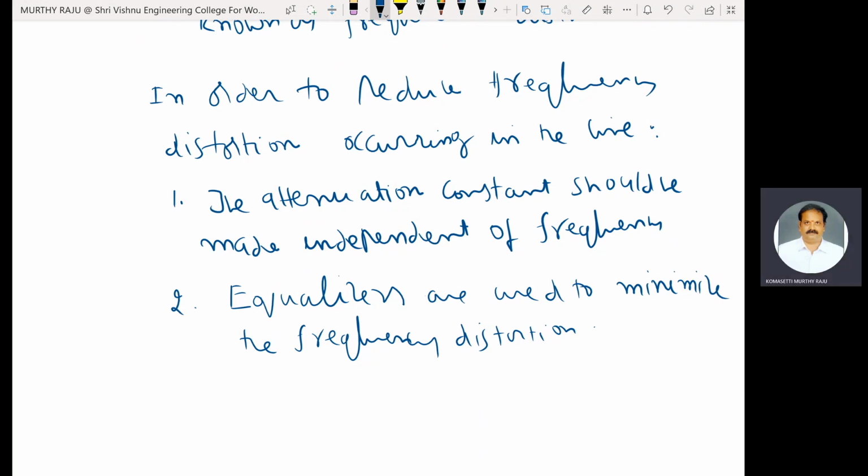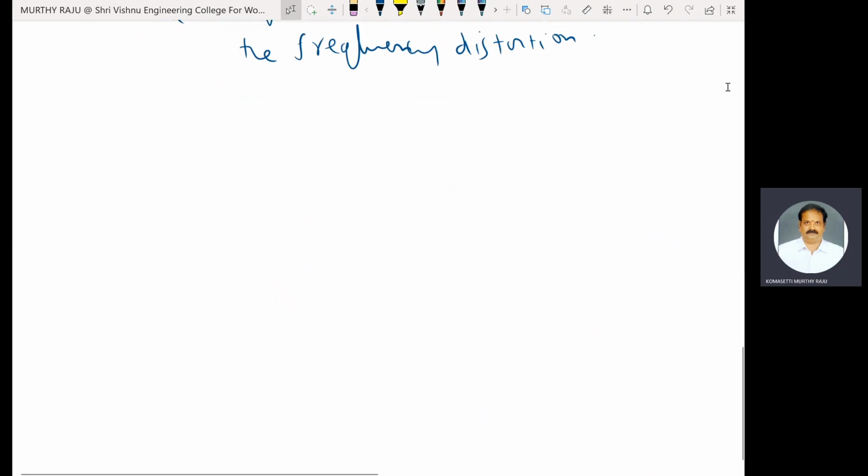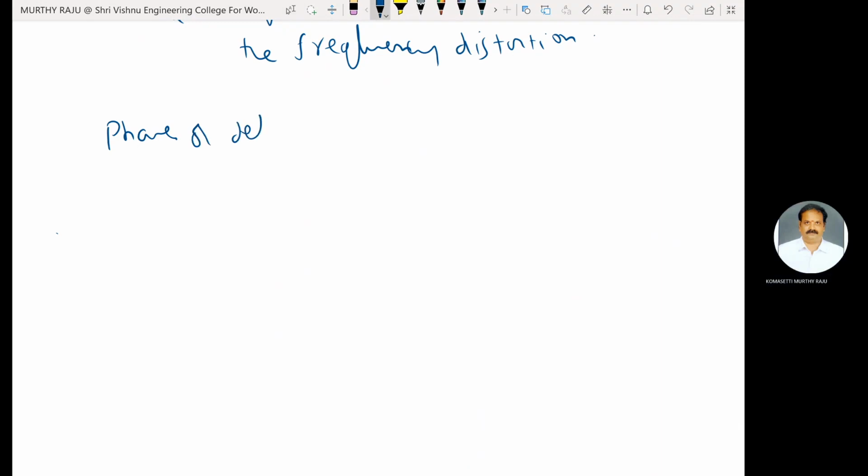Next one, the next distortion is the phase or delay distortion.